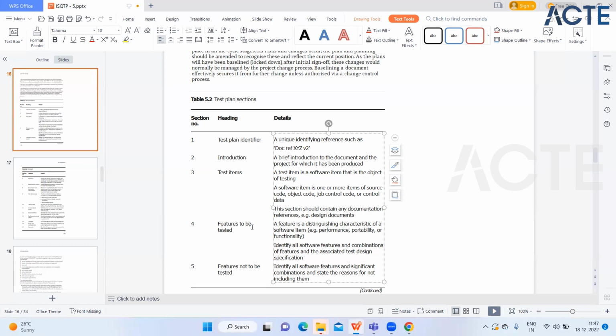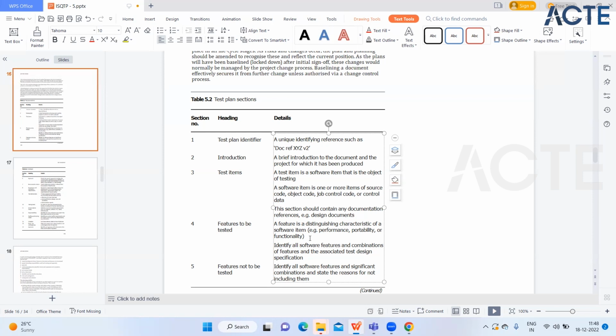Now, the fourth one is features to be tested. A feature is a distinguishing characteristic of a software item, for example, performance, portability, or functionality. Then definitely, as per the test item, you have to define what kind of features we should consider for that particular test item. So you have to define, for example, performance, or only the functionality, or only the UI, or only the portability, security, maintainability, what kind of testing you have to perform for the test item. That you will define under this section, the features to be tested.